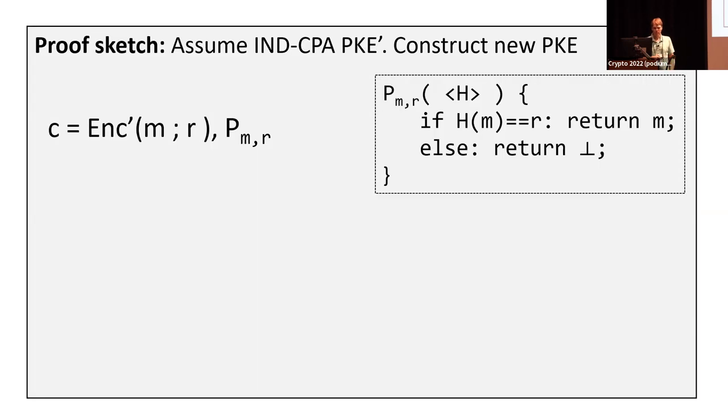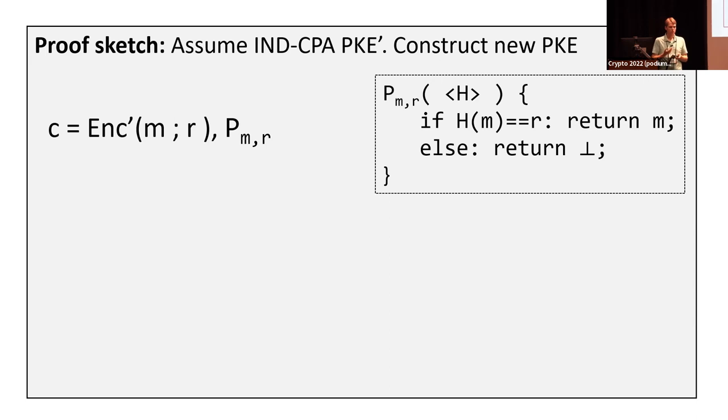Let's take a moment to see how this uninstantiability works. We're going to start with some public key encryption scheme. It may or may not be instantiable with a hash function, or it may or may not give you a secure transform if you apply encrypt with hash to this public key encryption scheme. But what we're going to do is modify it to get a new public key encryption scheme that will be insecure when you try to instantiate the encrypt with hash transform.